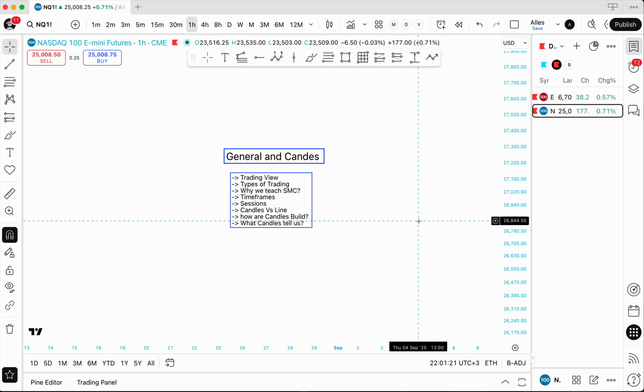general and candles to start all of this, and to introduce you into trading basically. So let's start right into it.